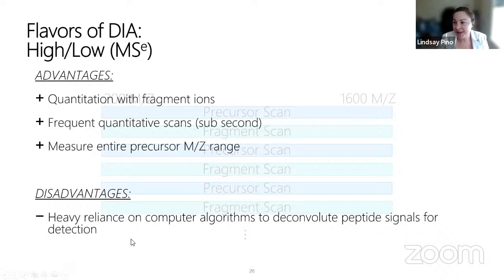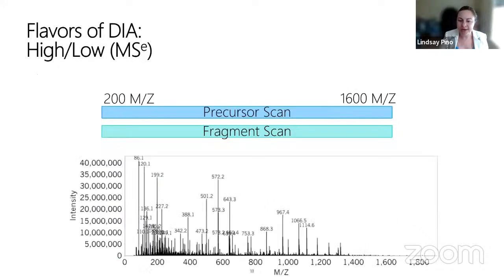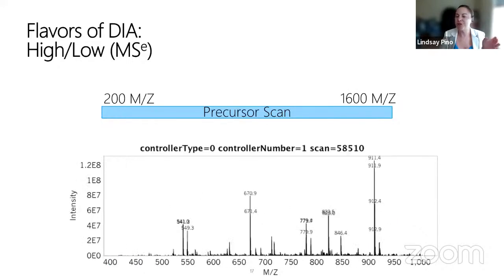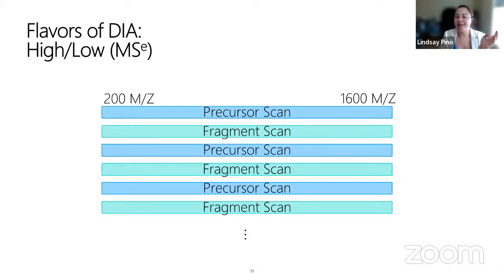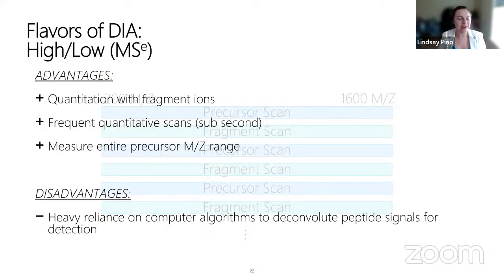See, the problem is you can't really analyze the data. You would have to try to come up with a computer algorithm to split that very complex spectra into its constituent peptide spectra. And that is very, very difficult computationally. So this approach is not typically seen too much now.